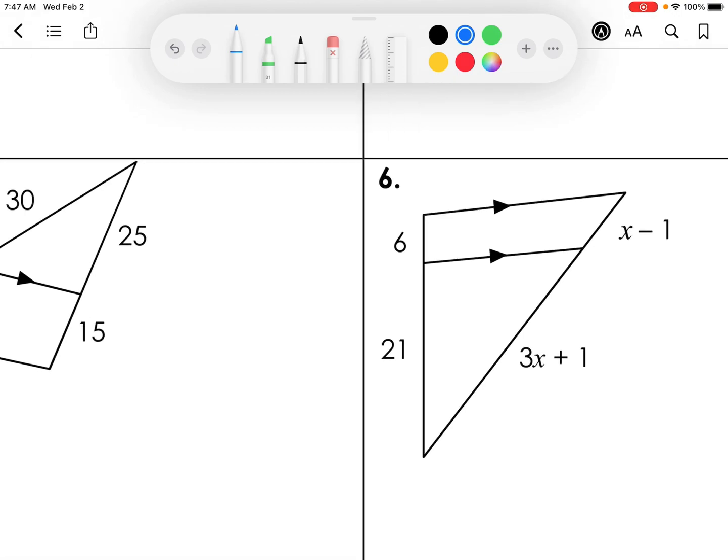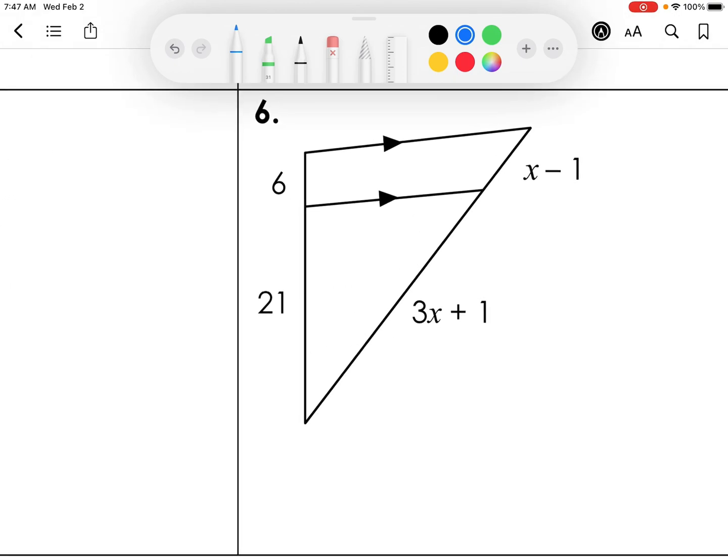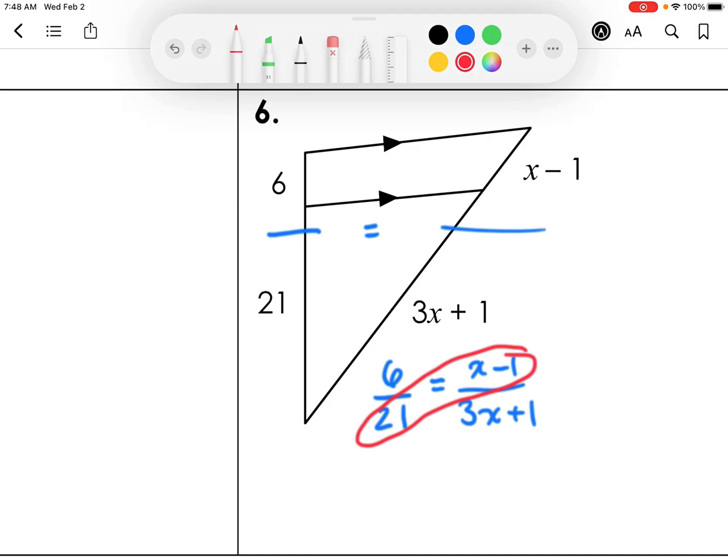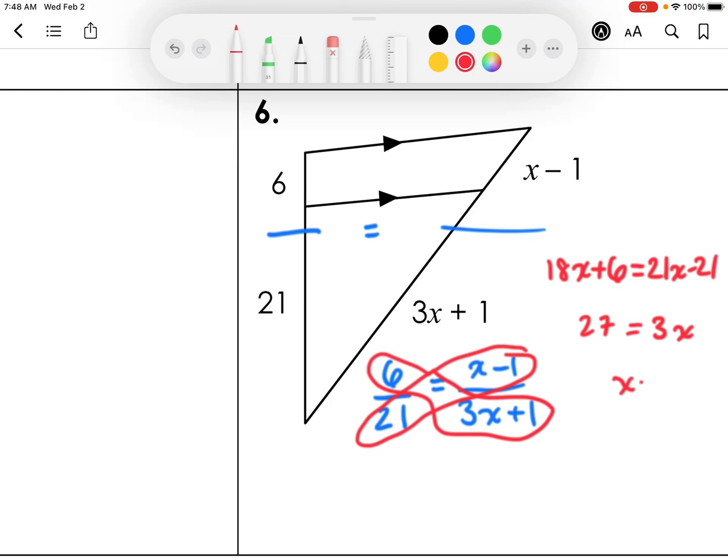Looking at a little bit tougher one, maybe number 6. Again, so easy. You make your fractions equal to each other. This would look like 6 over 21 is going to equal x minus 1 over 3x plus 1. Just be careful when we cross multiply here. You need to distribute. So it's going to look like 18x plus 6 is going to equal 21x minus 21. Going ahead and solving, we get 3x equals 27, so x is 9.